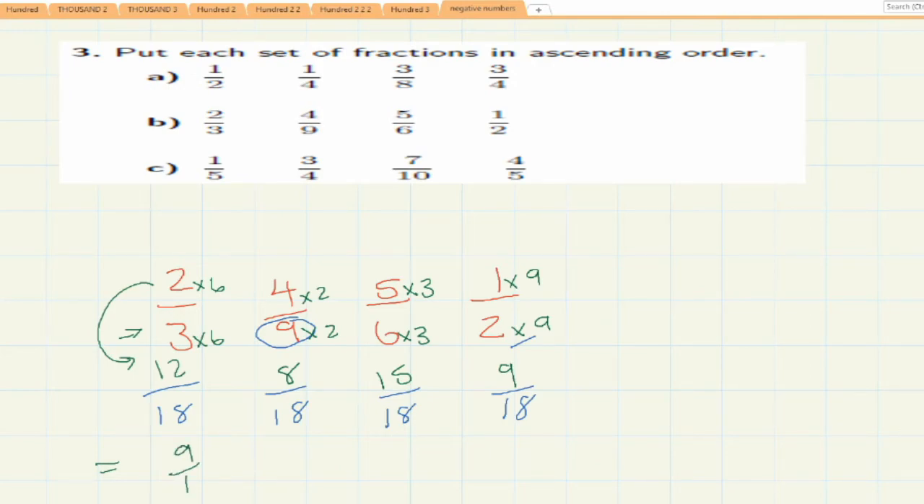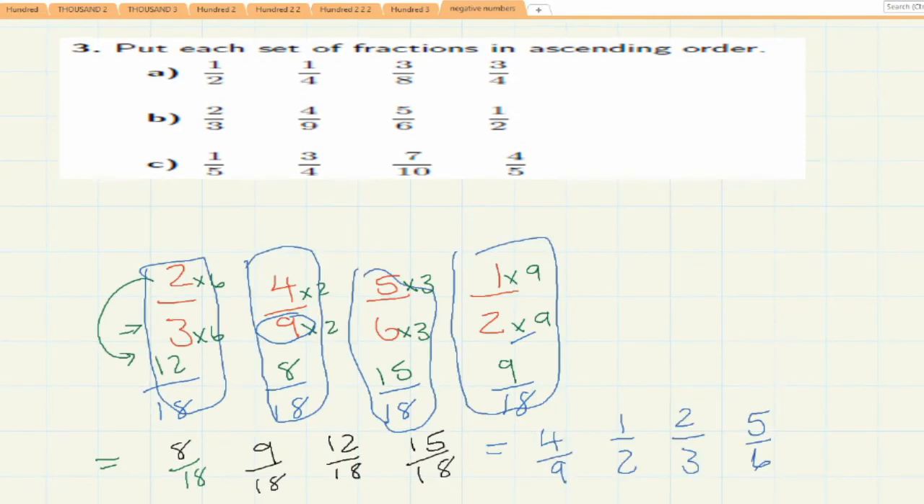And now it's simply ordering from the smallest number to the biggest number. I think I've made an error there. So I start off with 8 out of 18, then 9 out of 18, then 12 over 18, and then 15 over 18. Then I put them back into the original form. We've got to make very sure that it's the correct one. So 4 over 9, which is 8 over 18, is the lowest number. Then you've got the half, then the 2/3, and then the 5/6. So once you've found all the equivalents and ordered them, make sure you put them back into their original fractions, in order from lowest to biggest.